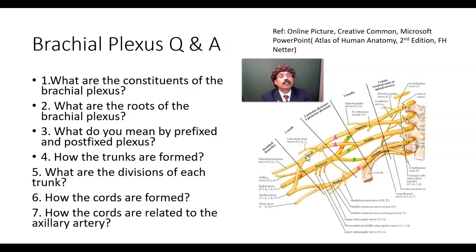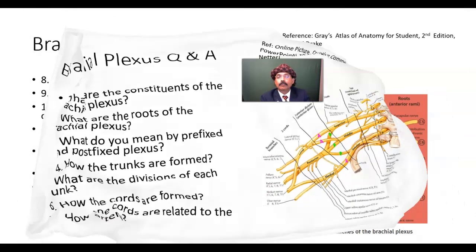Lateral cord is lateral to the axillary artery, first part, second part of axillary artery. Posterior cord is posterior to the first and second part of axillary artery. Medial cord is medial to the first and second part of the axillary artery. Okay, we got that.